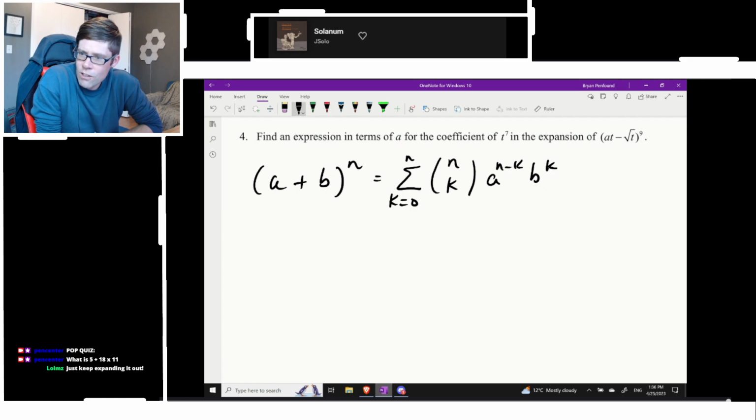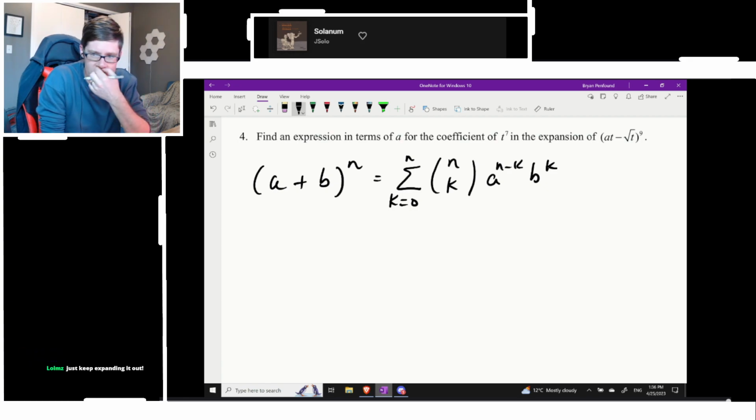Isn't that like growing and shrinking? What? Growing and shrinking in the exponents for coefficients and variables. What?